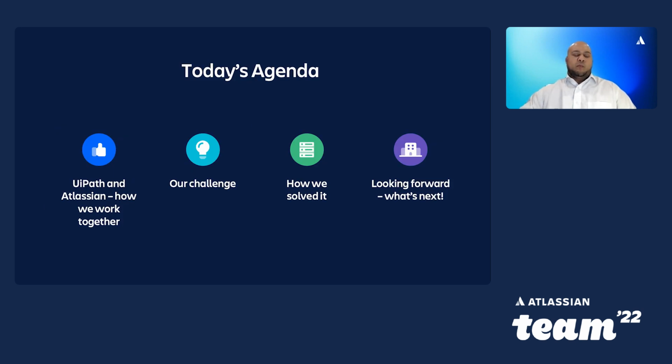So we'll get started with a little bit of context on how UiPath automation works with Atlassian tools, including Jira and Confluence. We'll walk through some of the DevOps challenges we faced internally at UiPath. And I'll give a couple of use case examples of what we put together as solutions and show a live demo of one of them in action.